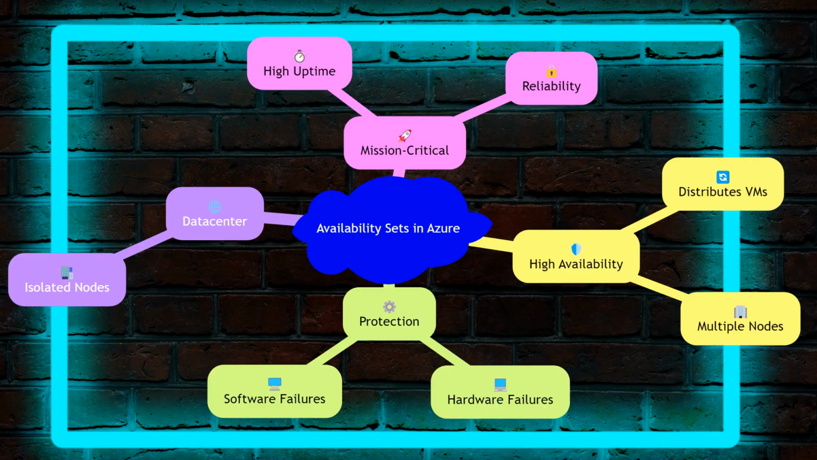Availability sets are a crucial feature for ensuring high availability of your VMs within Azure. They are designed to protect your applications from hardware failures by distributing VMs across multiple isolated hardware nodes within a data center. This ensures that if a hardware or software failure occurs, only a subset of your VMs are impacted, maintaining the overall availability of your application. Availability sets are essential for any mission-critical application that requires high uptime and reliability.